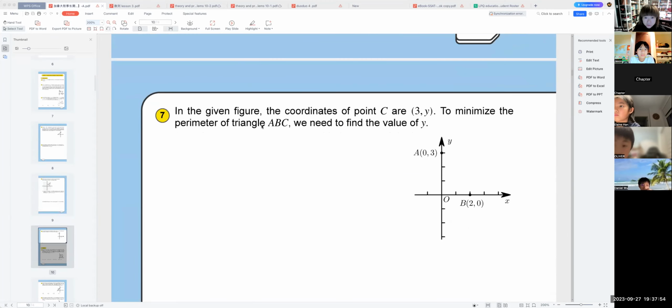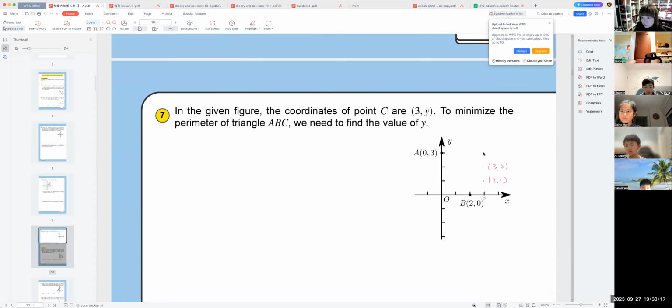Okay, so given the figure, the coordinate of C is (3, y). Okay, so let's see. 1, 2, 3. So what does it mean? That means C could be anywhere, because this is 3 and it's 3, y. So C could be here, which is (3, 1). And C could be here, which is (3, 2). C could be here, which is (3, 3). Right? So basically, C could be located anywhere on this pink line, correct? Because we don't know the value of y.